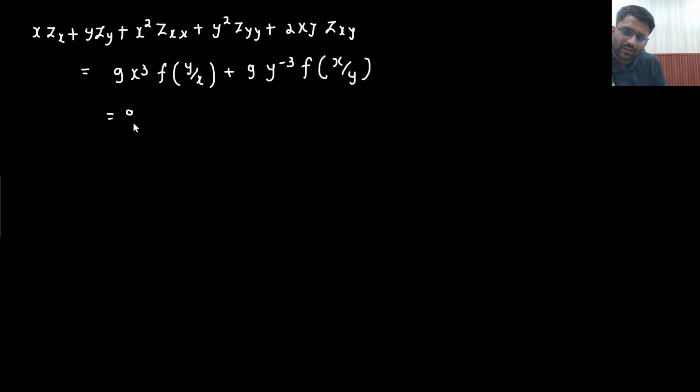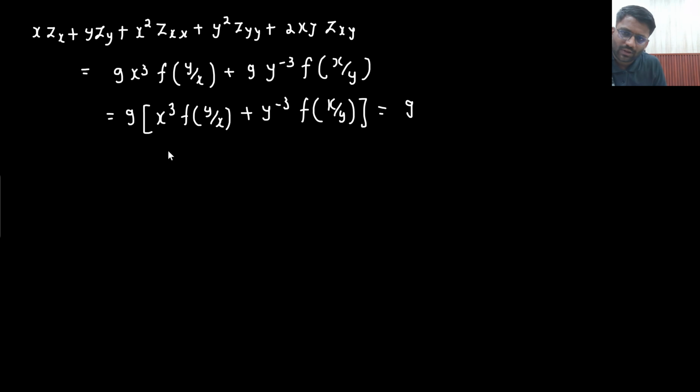So what will come outside? 9 will come outside. So x cube f of y by x plus y to the power minus 3 f of x by y. So 9, what is this? If you look closely, it is nothing but 9 into z only. So that is given as alpha z. The answer is given as alpha z. So what is the value of alpha? The value of alpha is nothing but 9.